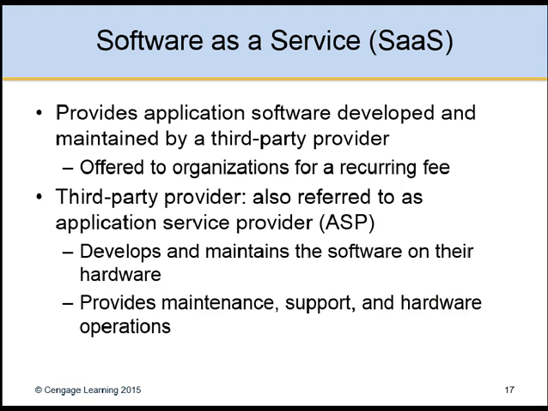Software as a service provides application software developed and maintained by a third-party provider, and it's offered to organizations for a recurring fee. A third-party provider is also referred to as an application service provider. They develop and maintain the software on their hardware and provide maintenance, support, and hardware operations.